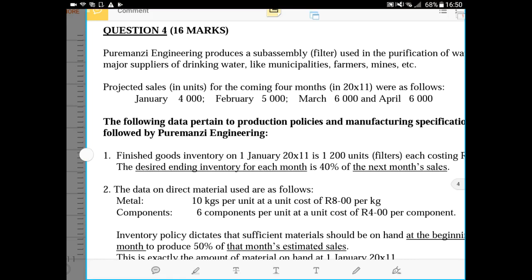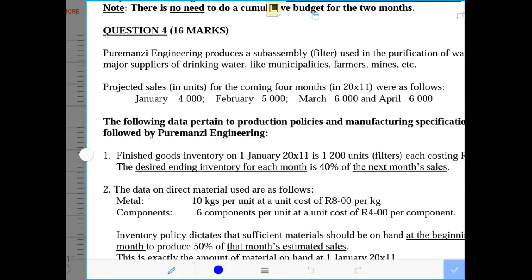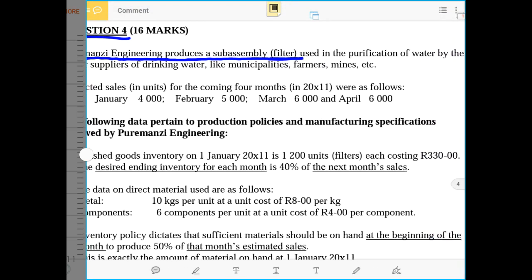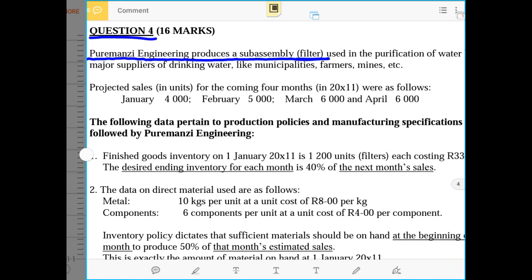Good day, students. Once again, I will be doing question 4 on budgets, focusing on operational budgets. This question says that Puremanzi Engineering produces a sub-assembled filter. This is the product used in the purification of water by the major suppliers of drinking water like municipalities, farmers, mines, etc.